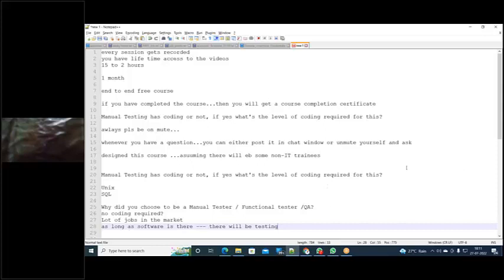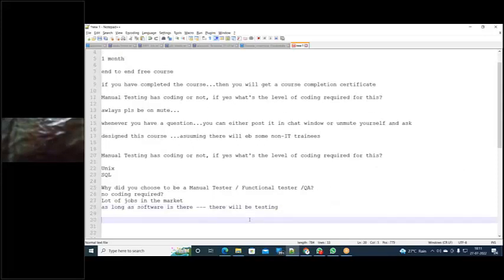Automation testing, coding required. Pratibha has asked this question: in automation testing, is coding required? Some of you might be overwhelmed. You might not know what automation testing is. There is something called automation testing as well, which I'll come to later. But Pratibha, just to answer that question, yes, definitely coding is required. You will have to learn Java very well. And there are different tools.